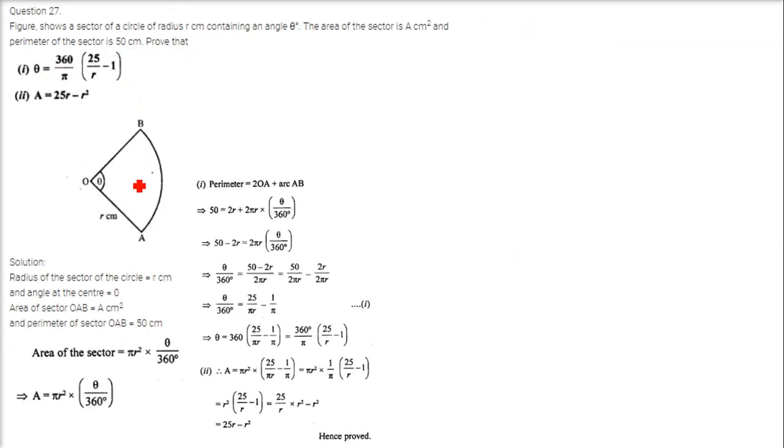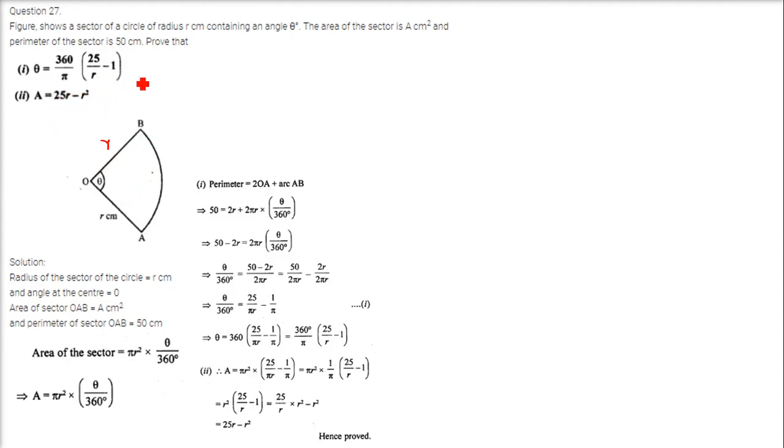Now we have a figure that shows a sector of a circle of radius R. So this is R, this is R, containing an angle theta. The area of the sector is A centimeter square, and the perimeter of the sector is 50 centimeter. Now we have to prove these two.